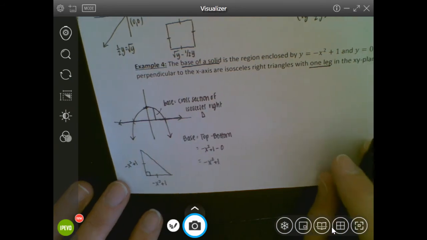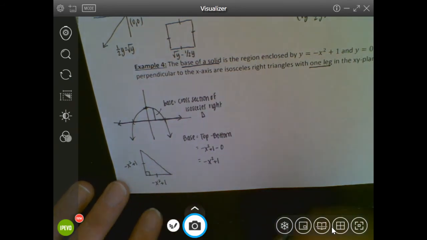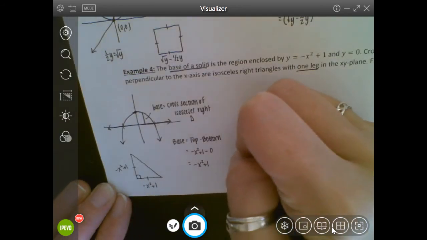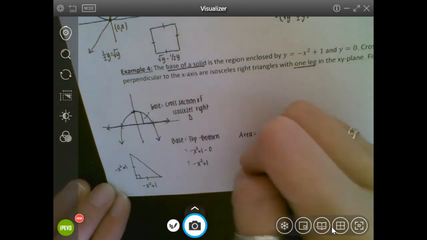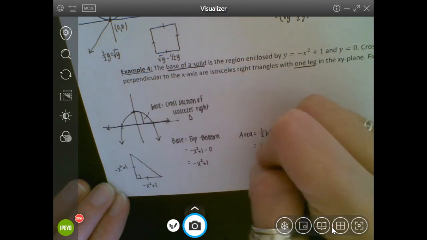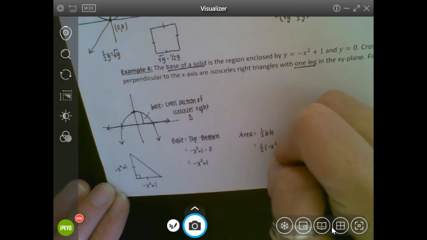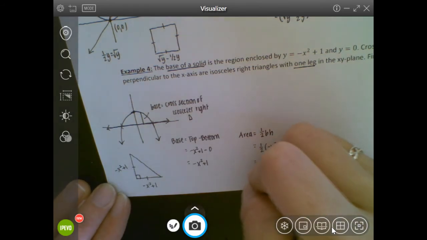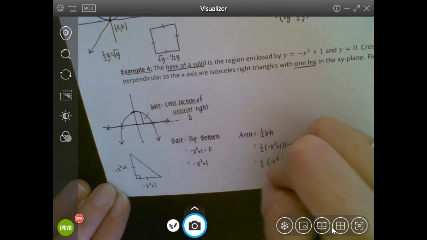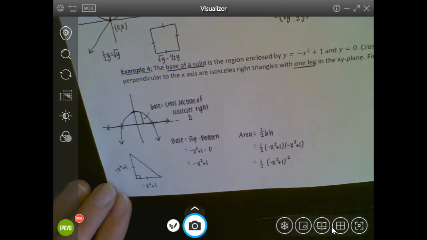So when I go to find my area, now that I know my height and my base, my area is going to be relatively easy to find. So my area of my triangle is going to be 1/2 base times height. So 1/2 times the base of negative x squared plus 1 times the height of negative x squared plus 1. I can actually just clean this up a little bit and write that as 1/2 times the quantity of negative x squared plus 1 squared.